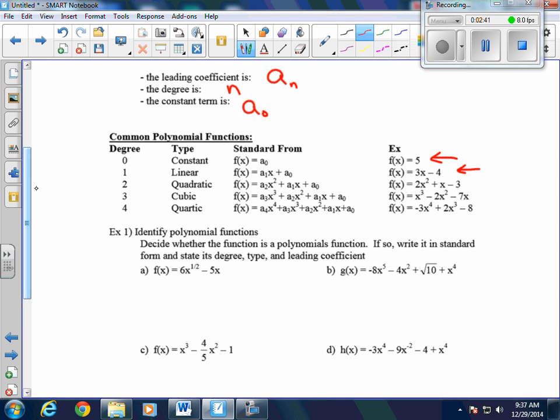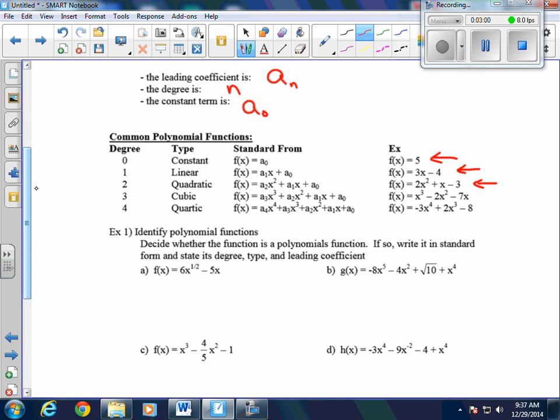Second degree polynomial is called a quadratic. Again, these are ones we've talked over and over about. We've graphed hundreds of quadratic equations over the last couple of years. And again, standard form is ax squared plus bx plus c, so if it's in that form.